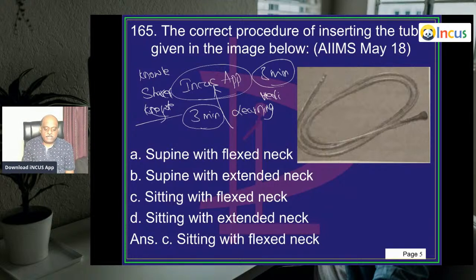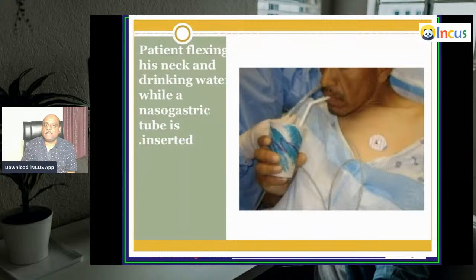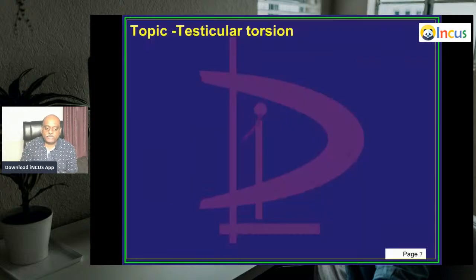So the patient should be sitting with the flexed neck. The patient flexing his neck and drinking water while the nasogastric tube is being inserted is what you need to remember.